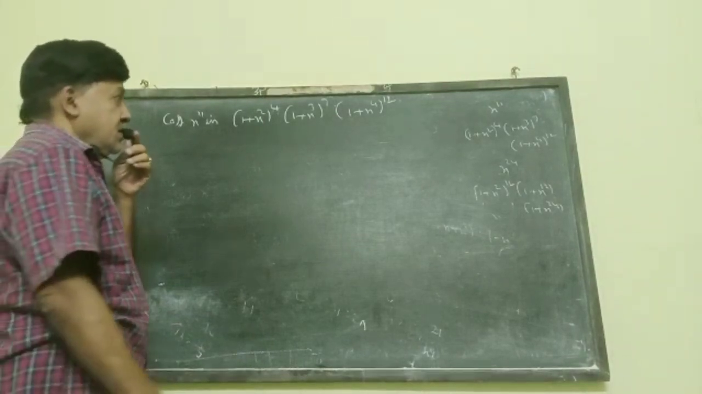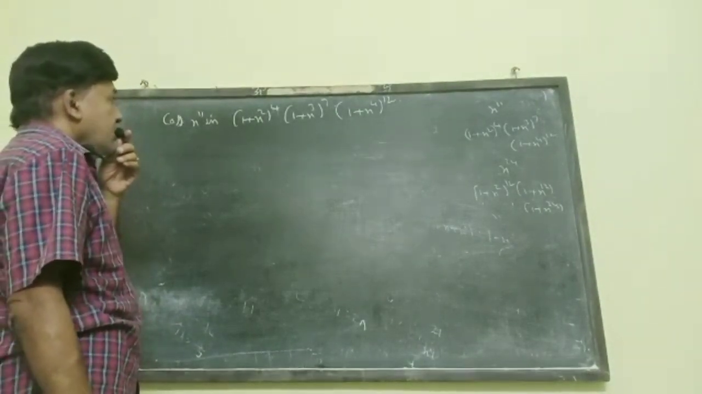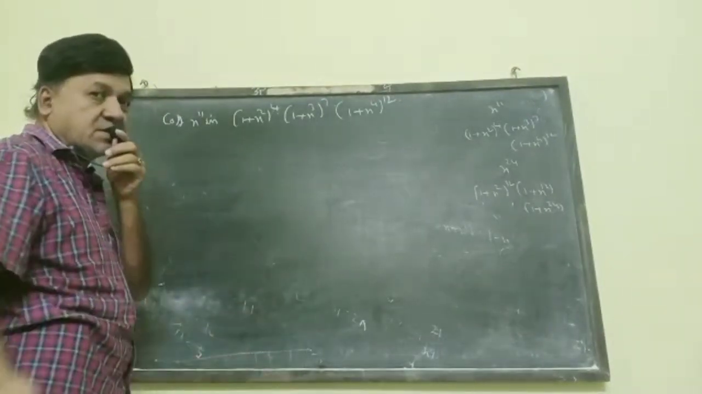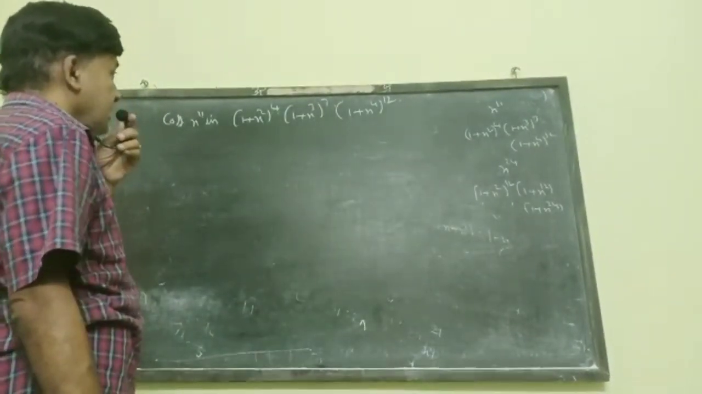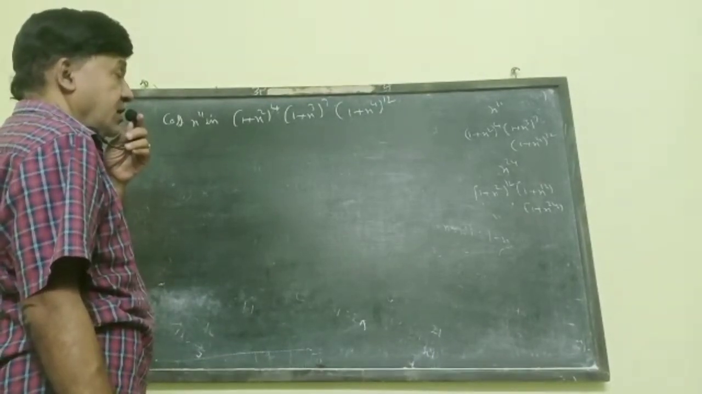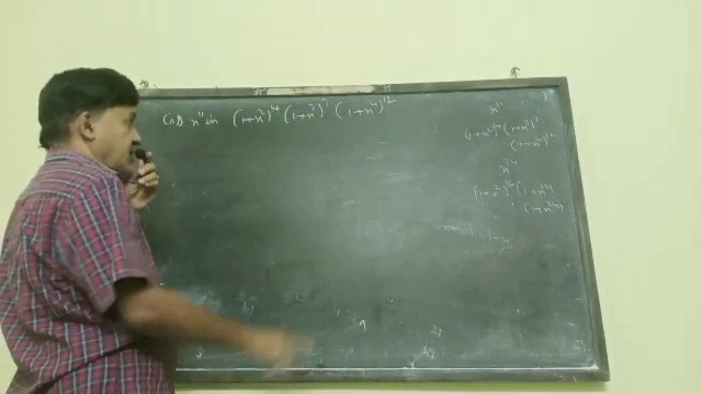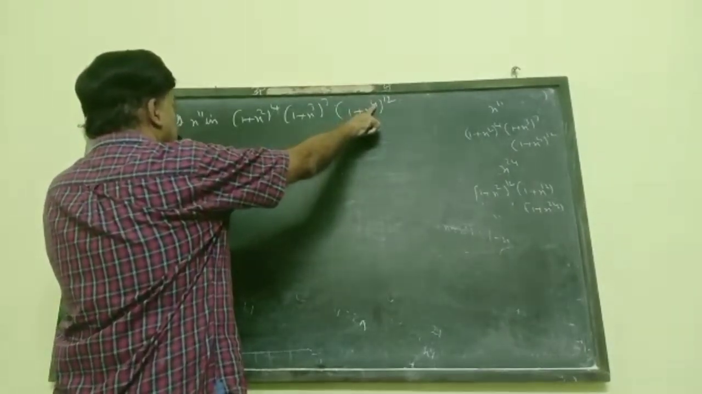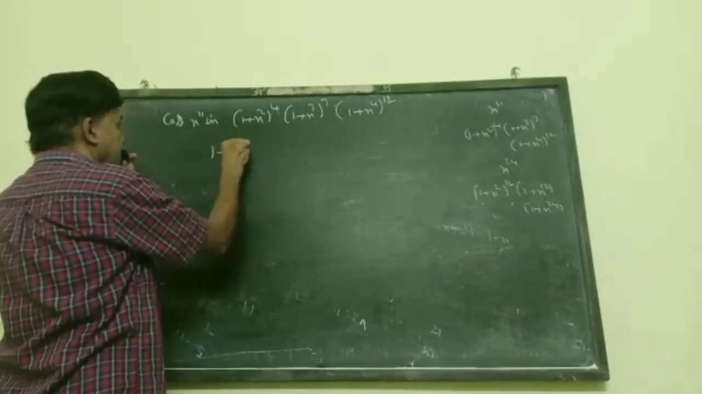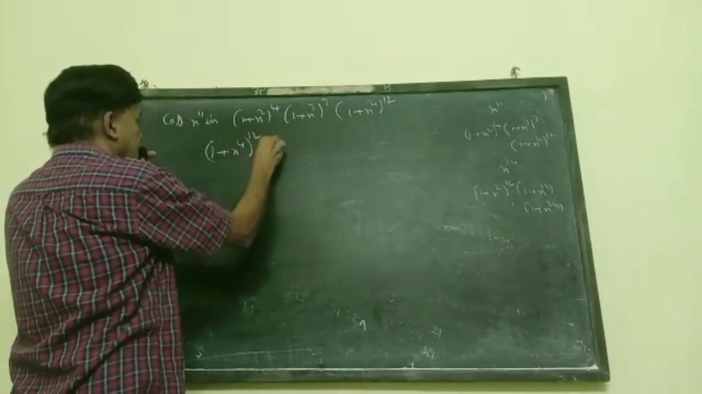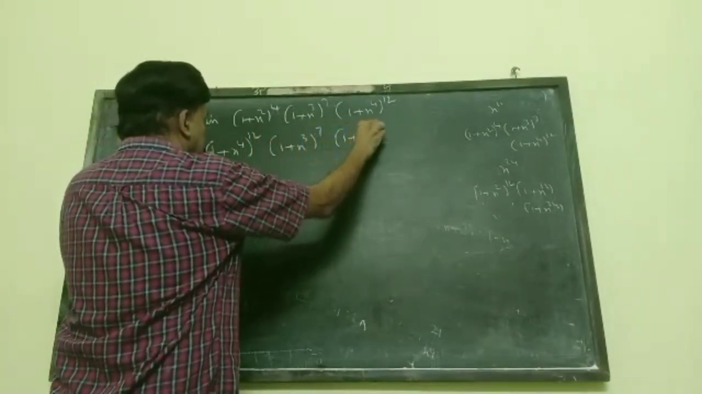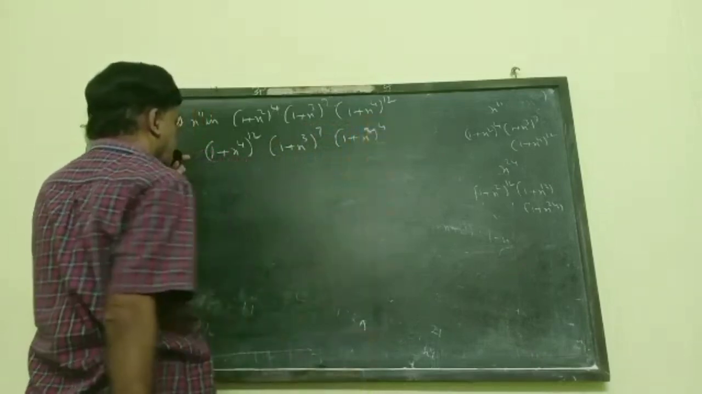Here, like the earlier problem, you cannot factorize it like a^3 - b^3 = (a - b)(a^2 + ab + b^2). When you won't find such symmetry, then you take the highest power. This is the highest power, so you take this (1 + x^4)^12 and put it first. The next highest power is this, and the next highest power is this. You first keep it like this.